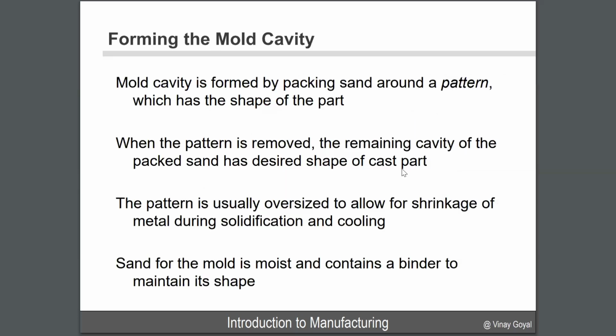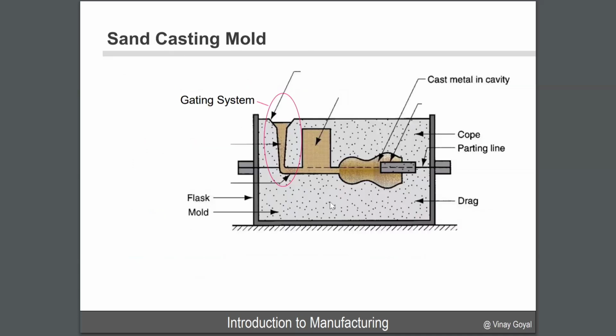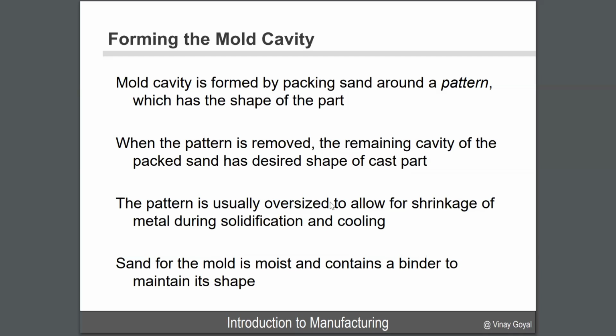But what about forming the mold cavity? The mold cavity in this case, because what I'm talking about here is sand casting, so we want to focus on that, is formed by packing the sand around the pattern. So you're really packing the sand in there, which has the shape of the part. And then when the pattern is removed, the remaining cavity of the packed sand will have the desired shape of the cast part. Now, the pattern that's usually used is oversized, like I discussed before, so that the part can shrink and actually achieve the targeted dimensional geometry that we want. Now, the sand for the mold is typically moist and contains a binder to maintain the shape.